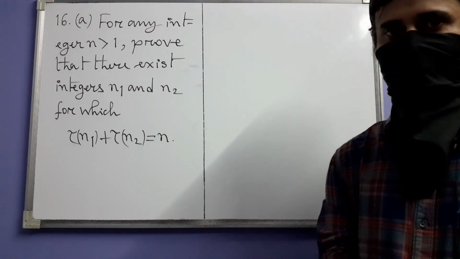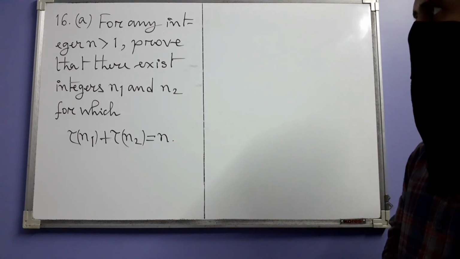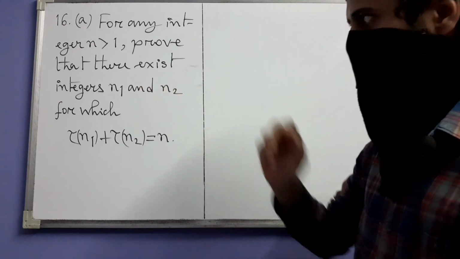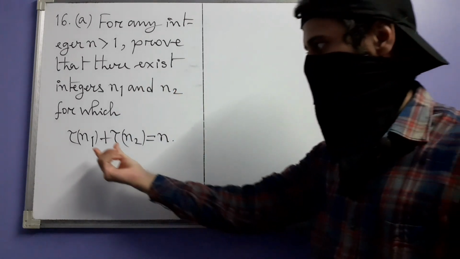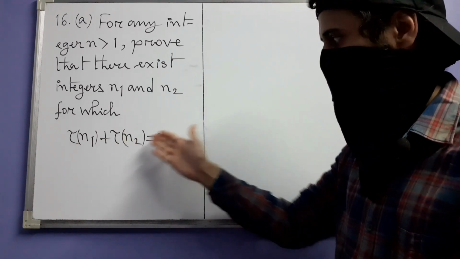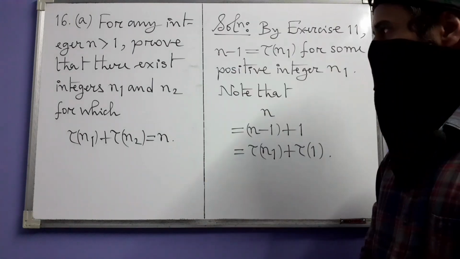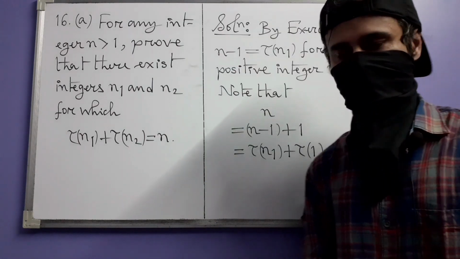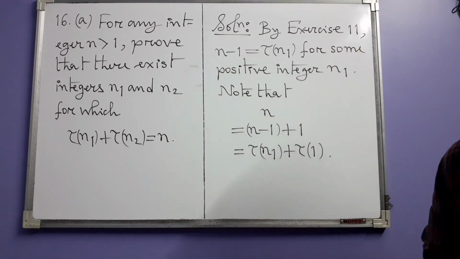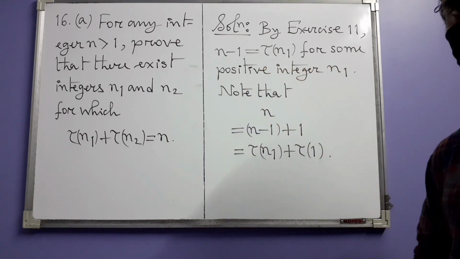Next, the 16th one also has two parts. This is the first one. For any integer n greater than 1, we have to prove that there exist integers n1 and n2 such that if you add their tau values up, then you are going to get n. So let's first solve this. Well, the solution is pretty easy. If you use exercise 11, we didn't solve this exercise 11, but if you go and see its statement, you will understand how we are using it here.